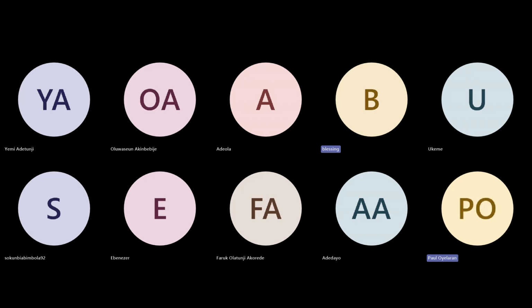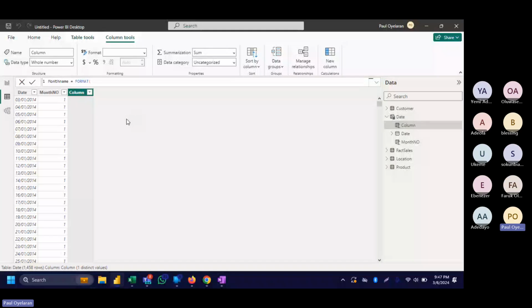So who can tell me where we stopped? You were talking about month number. Okay, all right. Can you see my screen now? Yeah, I can see, very clear. Once you can see my screen, let's confirm. Can you see my screen? I can see.